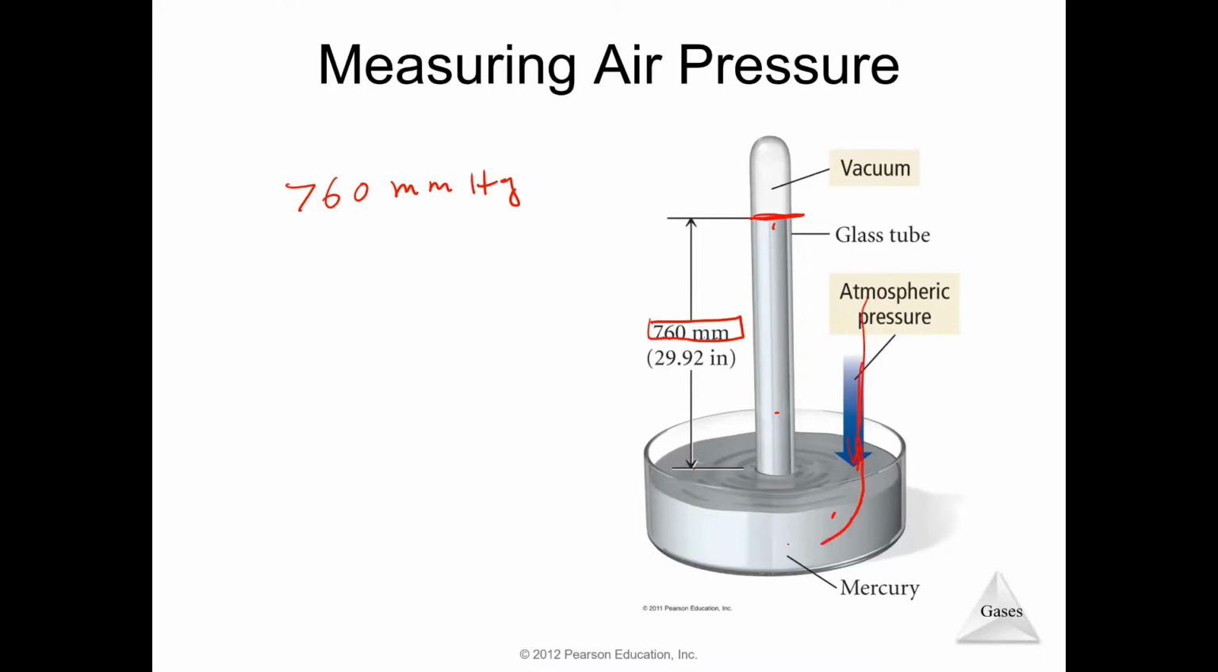So atmospheric pressure, all right, atmospheric pressure is pressing right here. This pressure prevents the mercury from coming down all the way. And later on, 760 millimeter mercury equals 760 torr, in honor of Torricelli, right? So these are the same thing, basically. Millimeter mercury, okay?